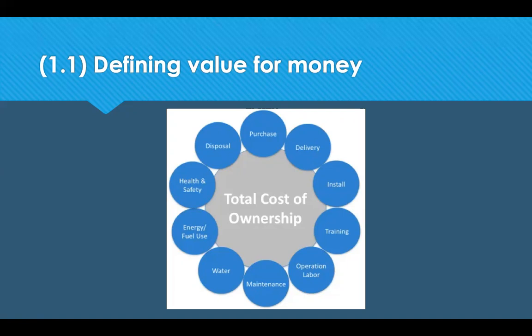And value for money can be achieved through cost efficiency and effectiveness. So procurement uses this total cost of ownership approach to determine value for money. So we look at not just the price of the purchase, but the cost for things like delivery and installation or training, labour, operational costs, maintenance, any sort of utility use, the health and safety training, and ultimately the disposal at the end. And we'll go through some of these things in a bit more detail.